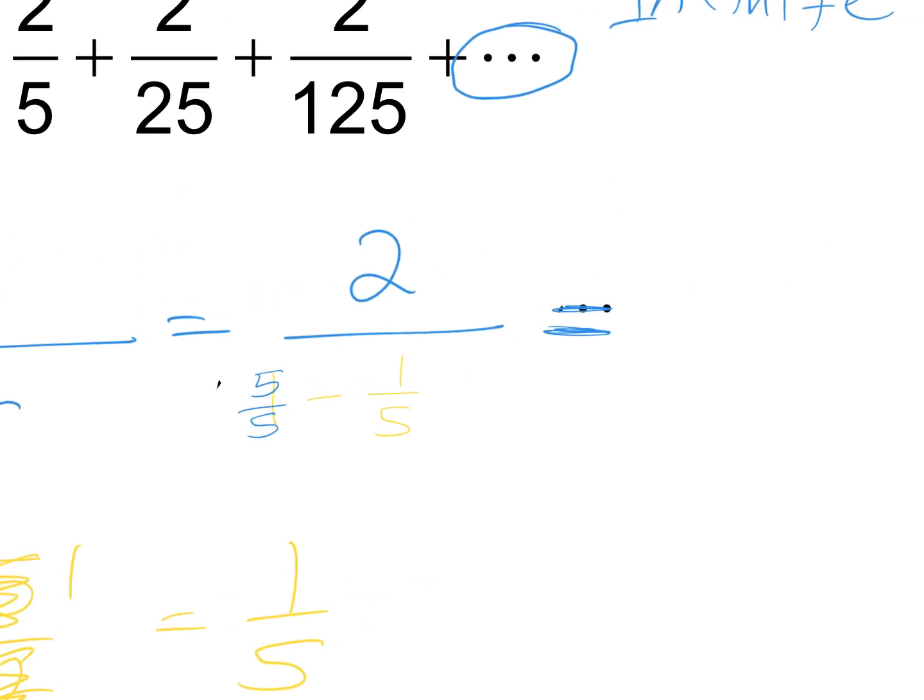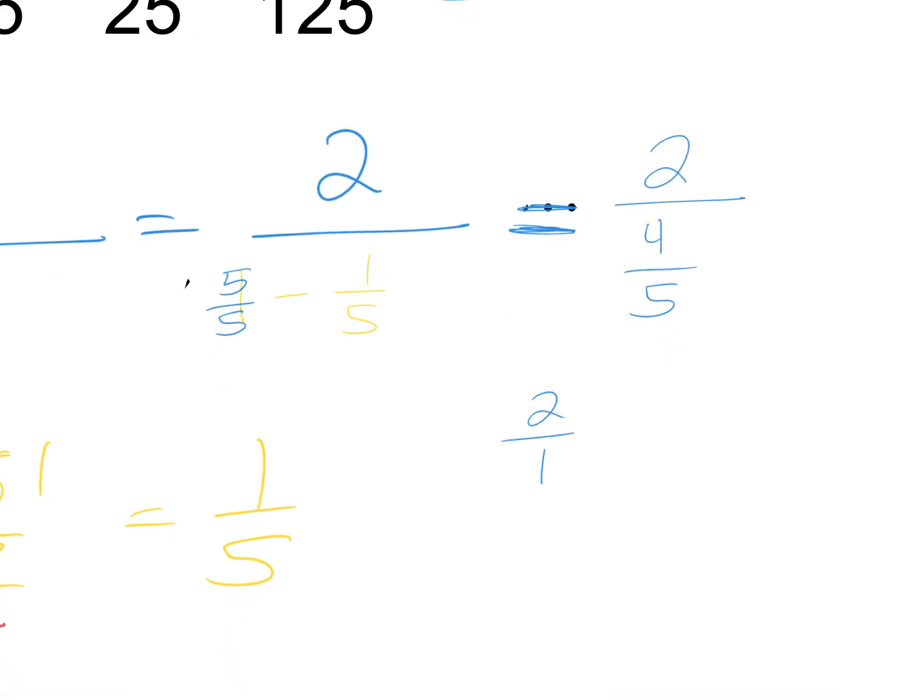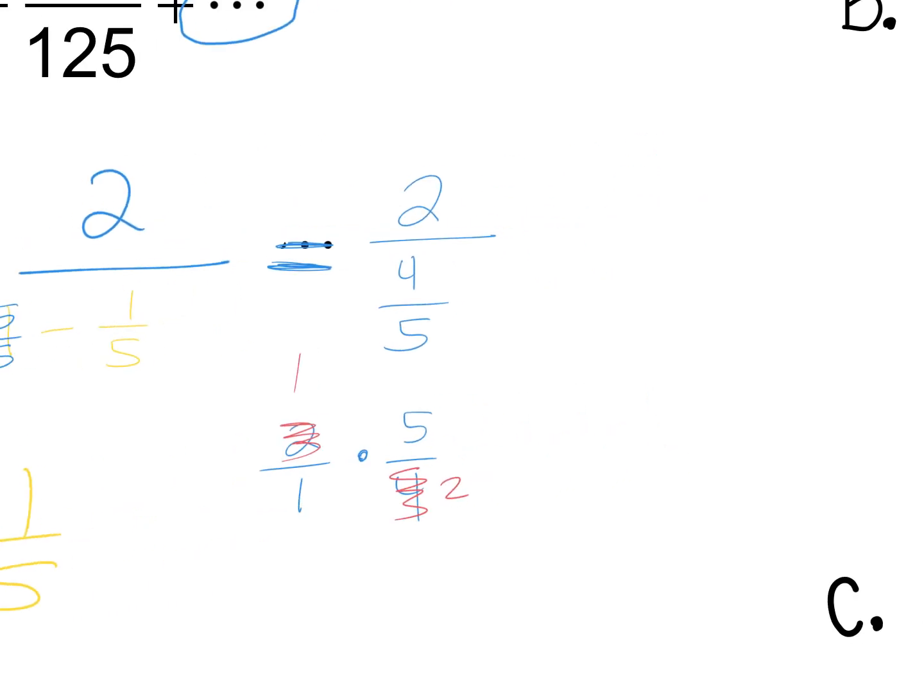Okay, perfect. So let's simplify. I have 2 over, what's 5 over 5 minus 1 over 5? 4 over 5. Now, is that a complete answer? No. Right, this is 2 over 1 divided by 4/5. So if we keep, change, flip, it's 2 over 1 times what? 5 over 4. And then we simplify. 2 goes into 2 once. 2 goes into 5 twice. So the sum here is 5 over 2.